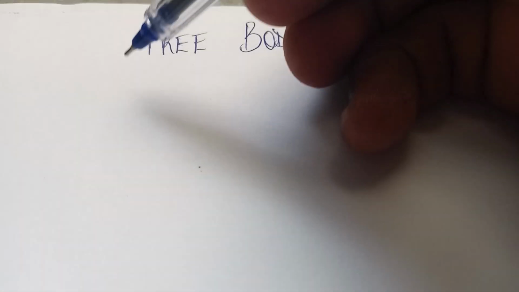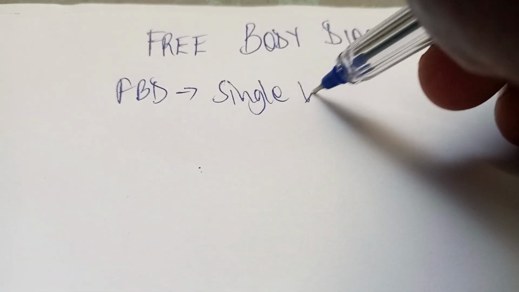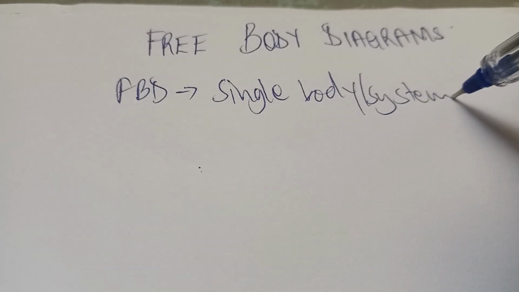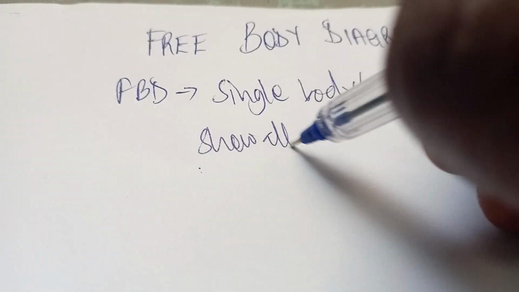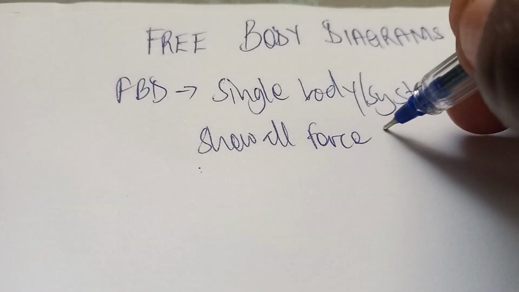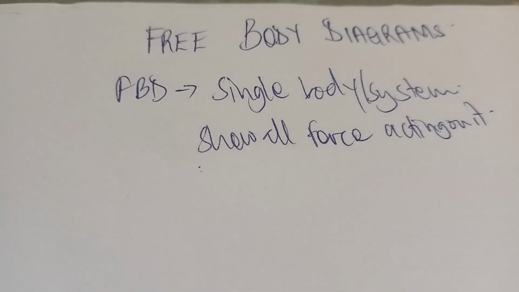So in a free body diagram, what we do here is draw a single body or a system of bodies. To this, we show all forces acting on it, all forces acting on this single body or system of bodies. Now, so what do we mean here?